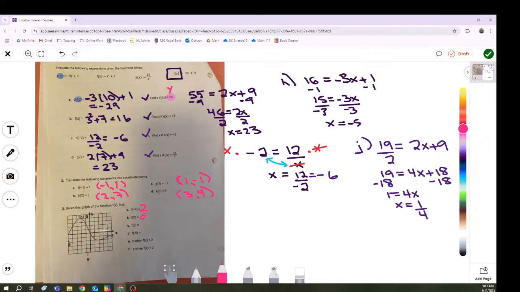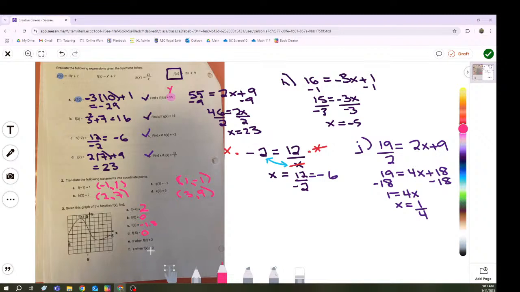That's what I was thinking. Negative, we're going down, right? So I would say maybe negative 1.8. Okay, how about f of negative 5? Okay.